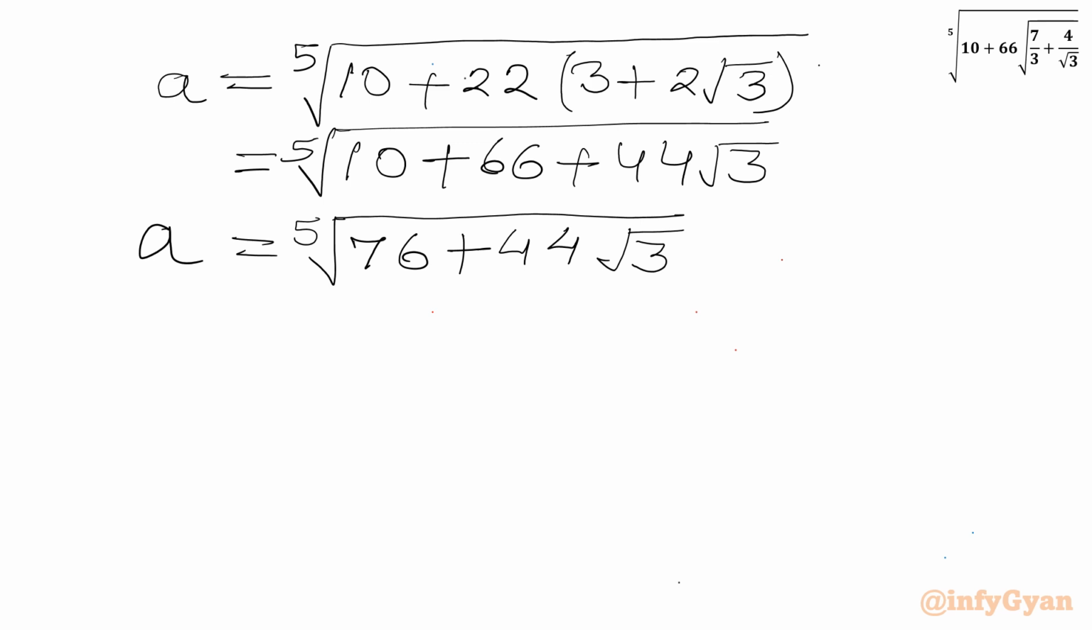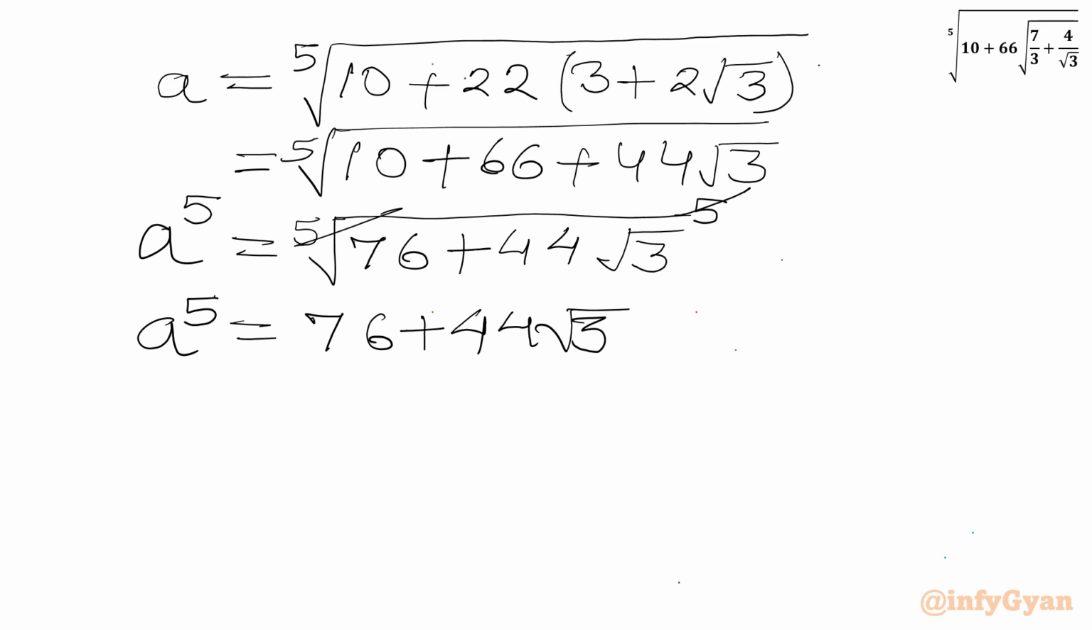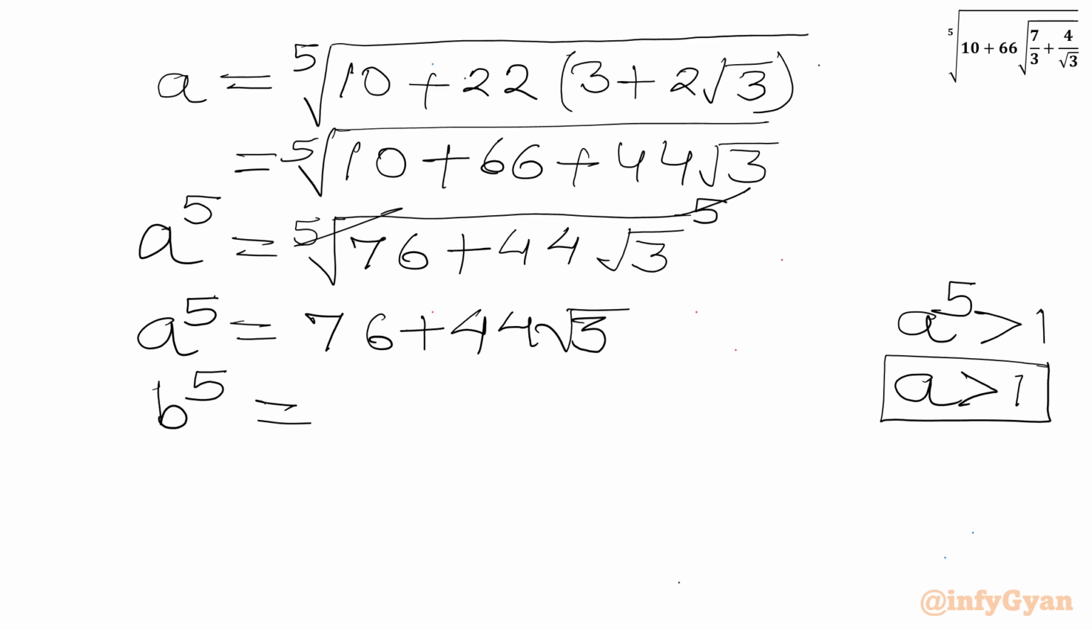This is our A. Now raise power 5 both sides. Now the fifth root and power 5 will be over. So I can write A power 5 will be 76 plus 44 root 3. Now A power 5 is greater than 1. Obviously 76 plus 44 root 3 is greater than 1. So A will be greater than 1 for sure. Now I will consider B power 5. It will be the conjugate of A power 5, so 76 minus 44 root 3.